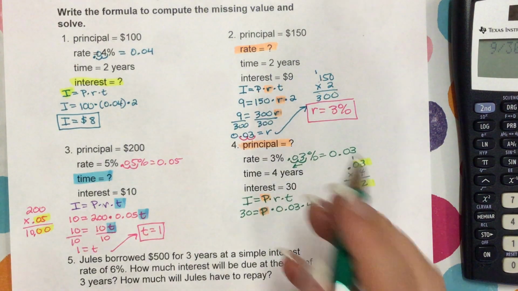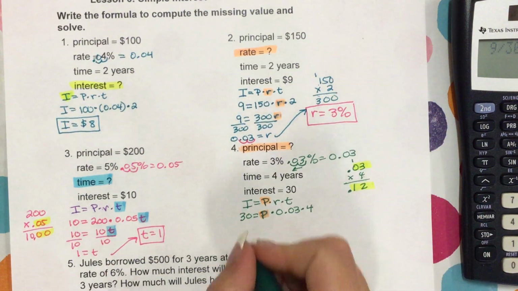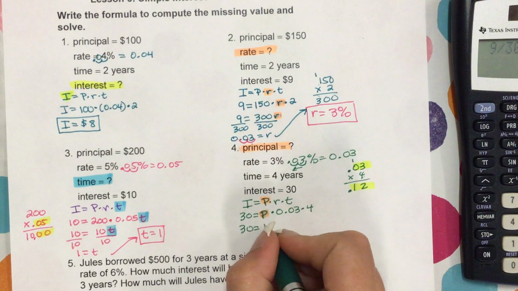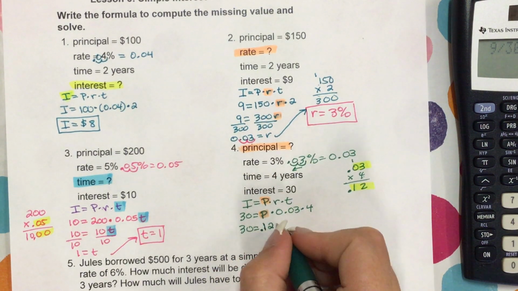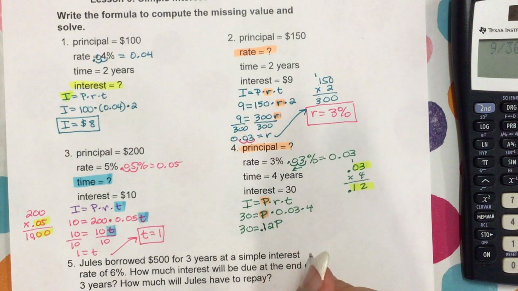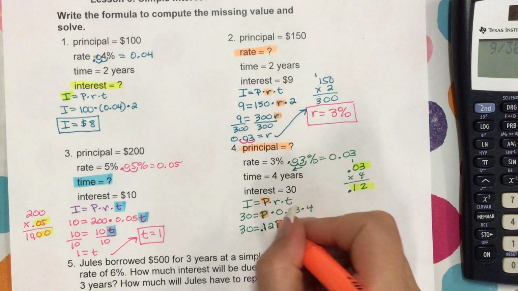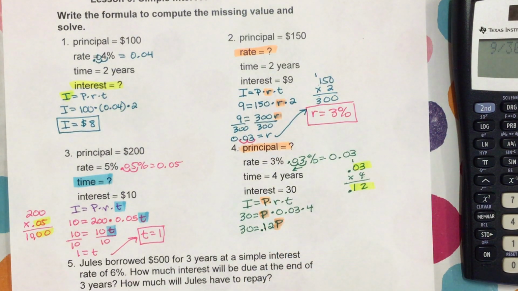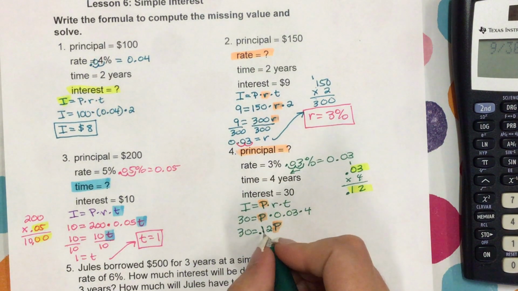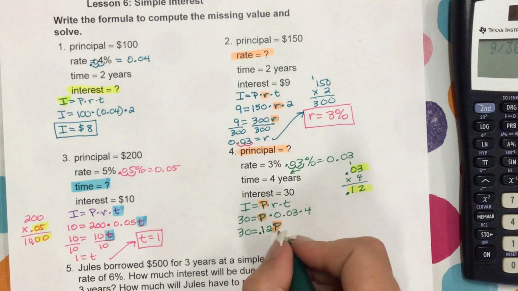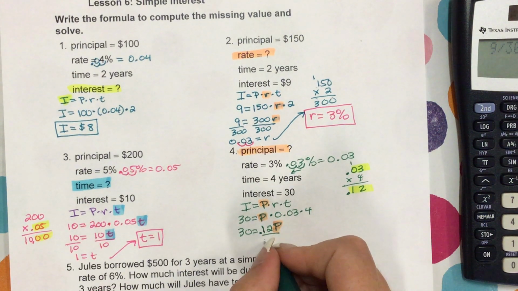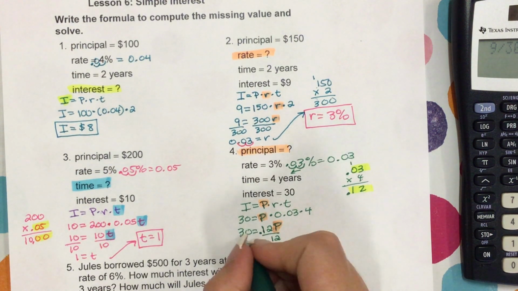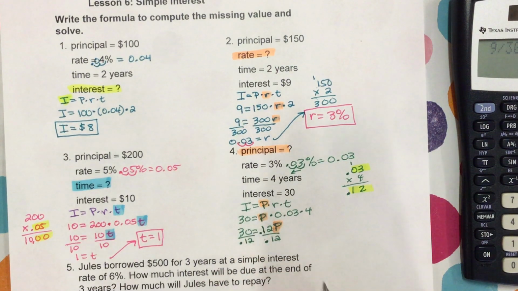So that means our answer needs to have 2 decimal places as well. So this ends up being 30 equals 0.12p. Now I want to get p by itself, so I need to get rid of this 0.12. Because this is 0.12 multiplied by p, I have to do the inverse operation, which is division. So I'm going to divide both sides by 0.12.